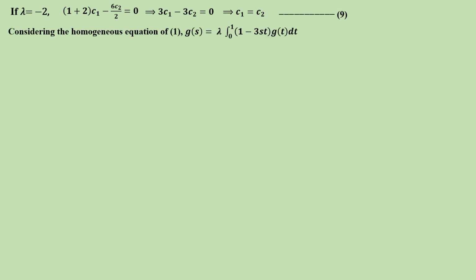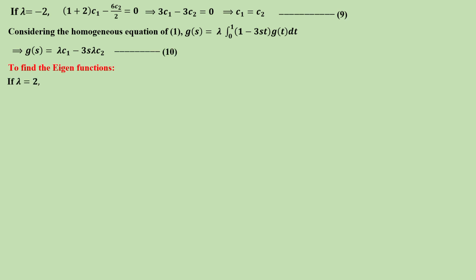Considering the homogeneous equation of 1, g of s is equal to lambda into integral 0 to 1 of (1 minus 3st) g of t dt. So this implies lambda g of s is equal to lambda c1 minus 3s lambda c2, that is equation 10.